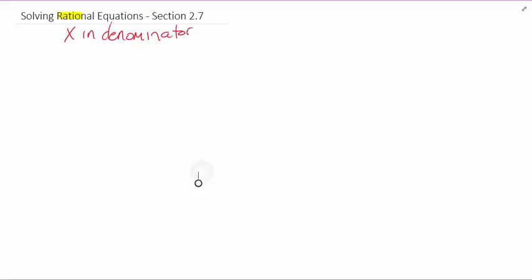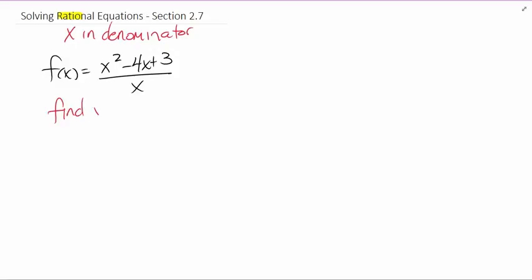Don't let that go. The directions here are going to change a little bit, but I don't want us to lose sight of what we've just been doing. So we've been dealing with rational functions like f of x equals x squared minus 4x plus 3 over x. And one of the questions that I've asked you to do with this is find the x-intercept. Well, let's remember that code for x-intercept is a solution.